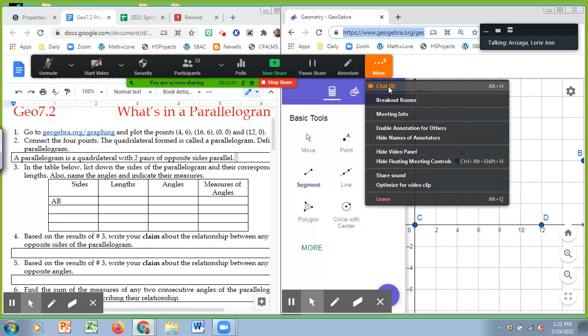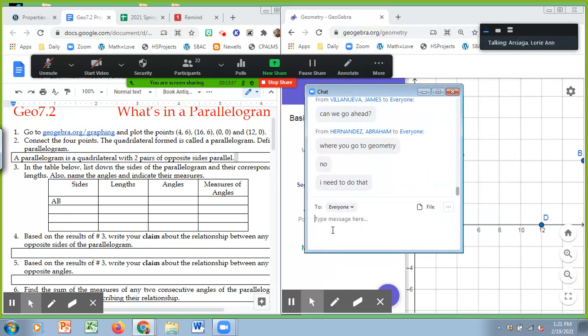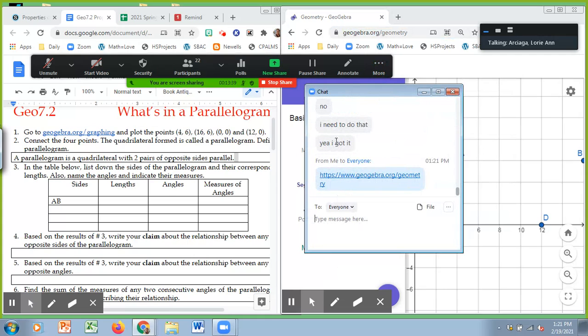Were you able to change it? Or just start on a new one. Here, just click on that link. Oh, you got it. Okay, good.